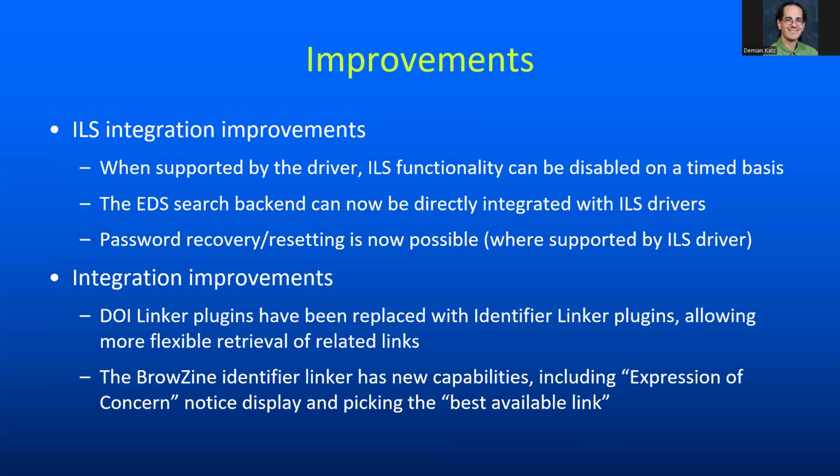And one of those enhancements is in the Browsine identifier linker, which can now display expression of concern notices and has functionality for picking what it calls the best available link. So instead of showing a list of links to all different content, it can just show one that is most likely to get the user what they want. We've also added support for exporting to Zotero Web Library.